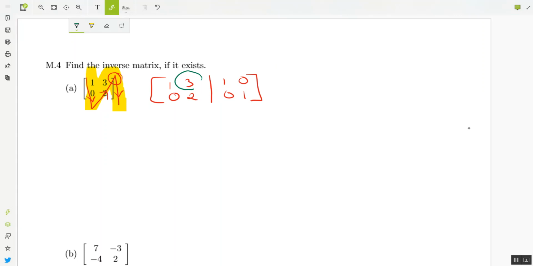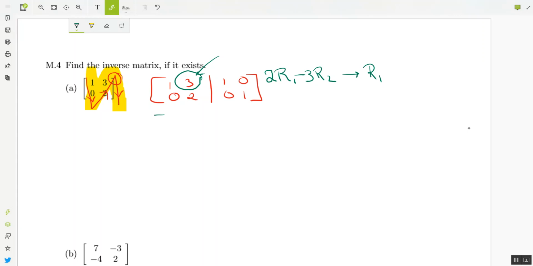I'm going to focus on getting rid of the 3 here. So I want to make this 0. How do I do that? I'm going to use row 2. I'm going to take row 1 and combine it with row 2 in a very specific way, so that when I write it on row 1, I end up with a 0 in that entry. I want these two to cancel each other. So I'm going to double row 1 and subtract 3 times row 2, because when I do 2 times 3 and add negative 3 times 2, I will get 0.